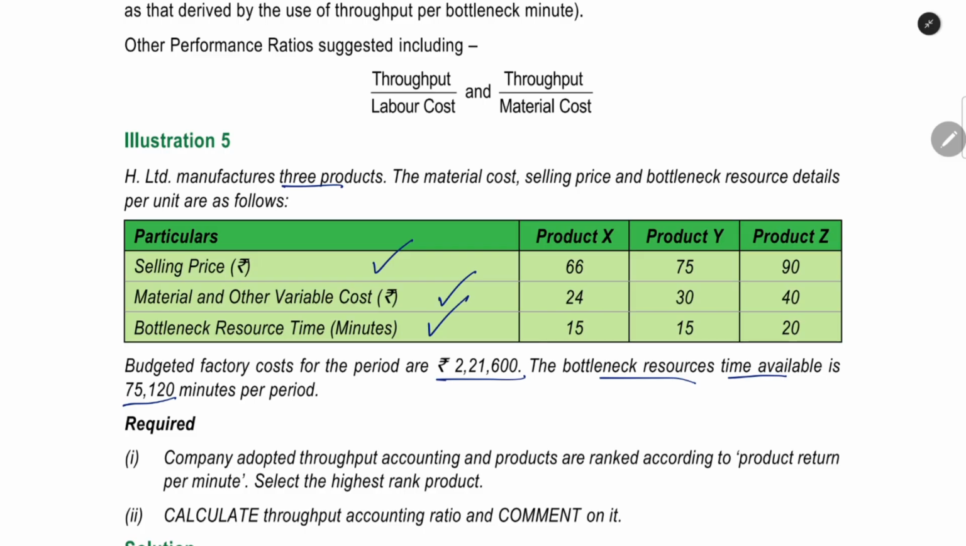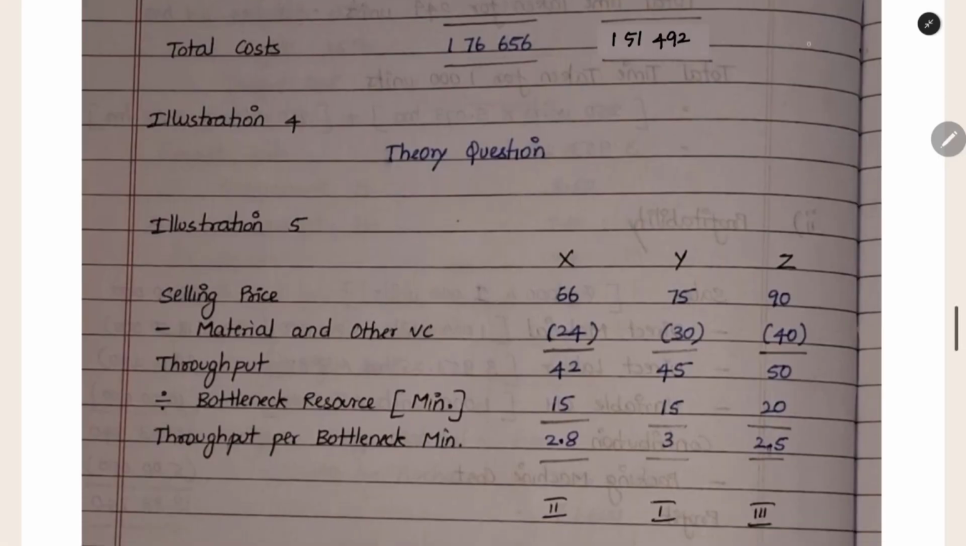This is based on the concept of throughput accounting and theory of constraints. We have already seen the concept of throughput accounting. Now we can see the solution directly. In this type of question, what we have to do is find out the throughput accounting ratio. Throughput accounting ratio, we already saw the formula.